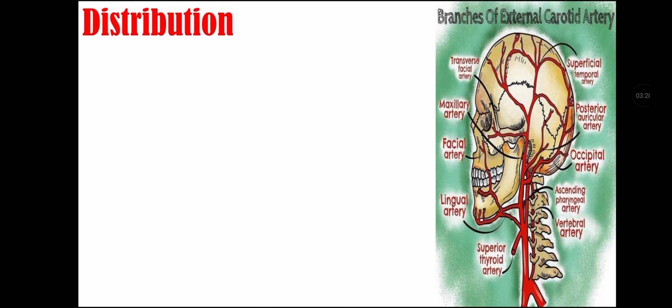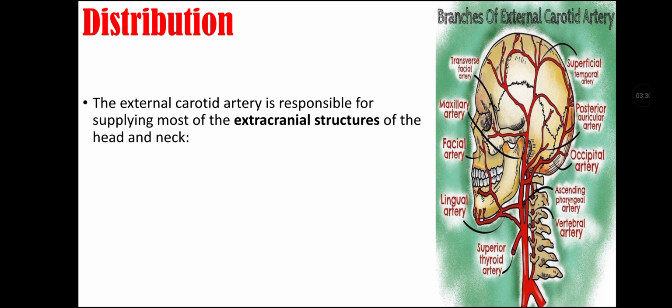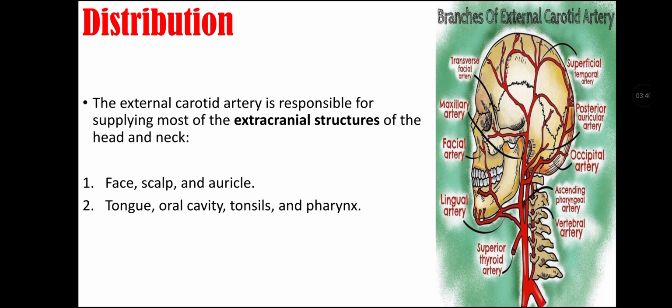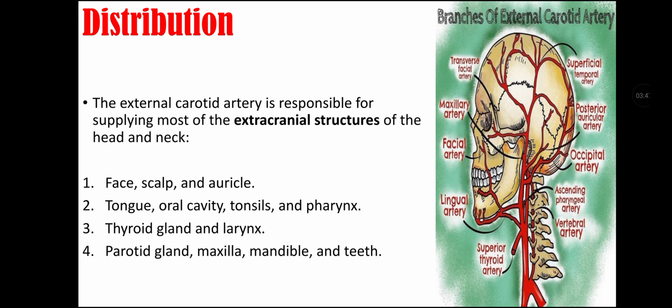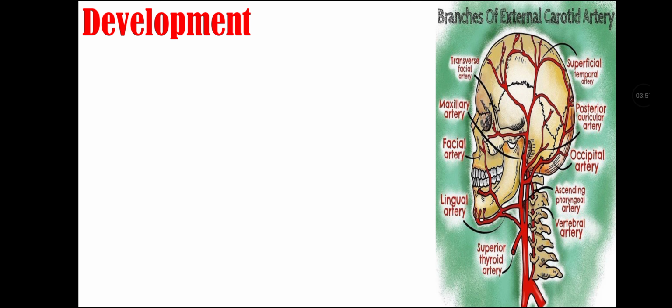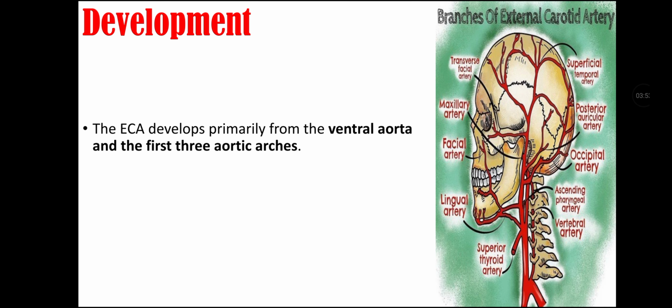Distribution of external carotid artery. External carotid artery is responsible for supplying most of the extracranial structures of head and neck. They include face, scalp and auricle, tongue, oral cavity, tonsils and pharynx, thyroid gland and larynx, and also parotid gland, maxilla, mandible, and teeth.